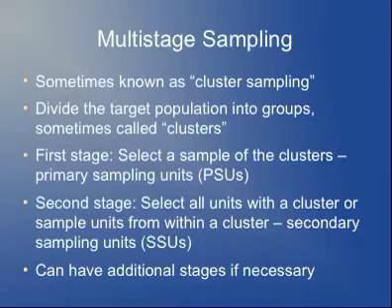Multistage sampling, which is otherwise known as cluster sampling, is that basically you divide the target population into groups or clusters, and then you first select a sample of the clusters that you call your primary sampling units. Once you've selected these clusters, you either take all of the experimental units in a given cluster, or you sample within the cluster to get your secondary sampling units. And if needed, you can iterate this process several times.